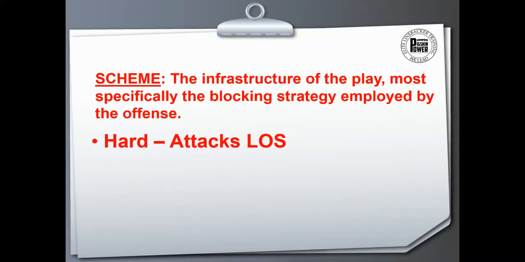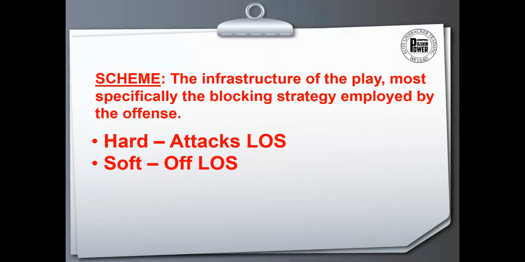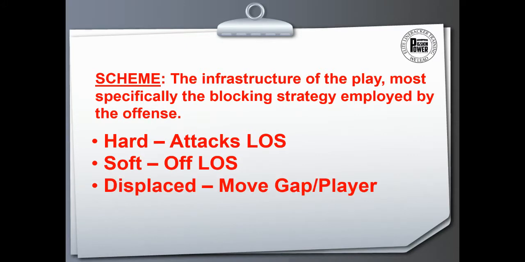So you can have a hard scheme, one that attacks the line of scrimmage. We talk about a direct play, that would have a hard scheme. They're stepping at and attacking the line of scrimmage. We have soft schemes or soft reads where the line is off the line of scrimmage, or the first step is off. So we can have hard reads and we can have soft reads. So the scheme could be hard or soft.